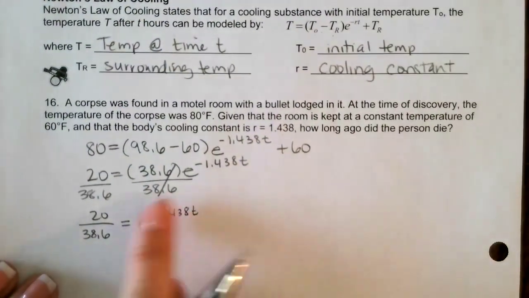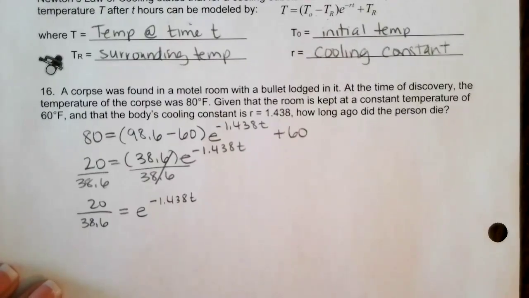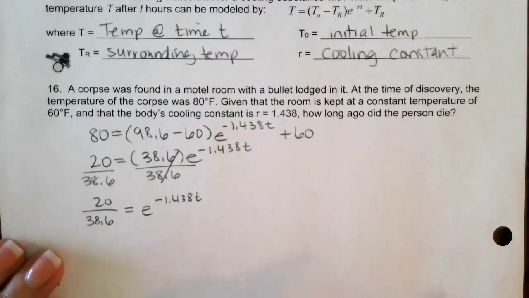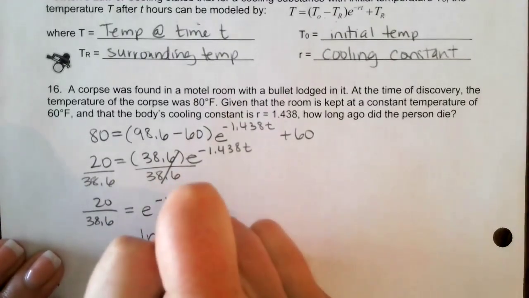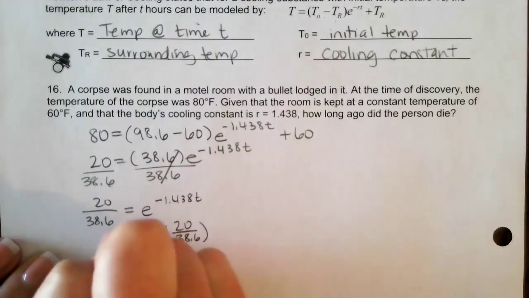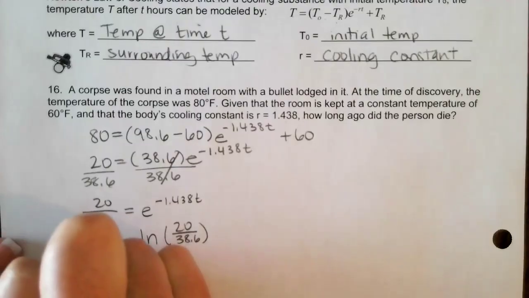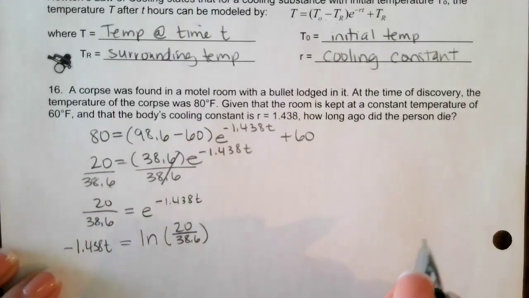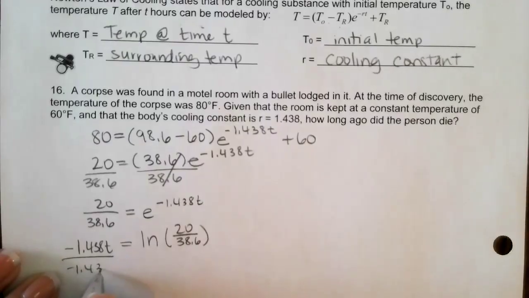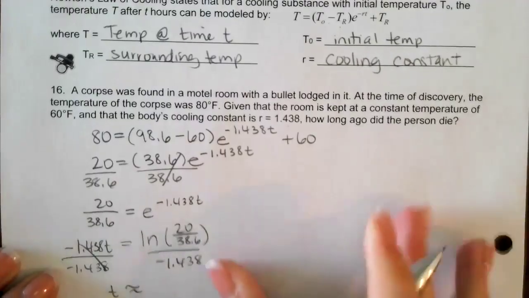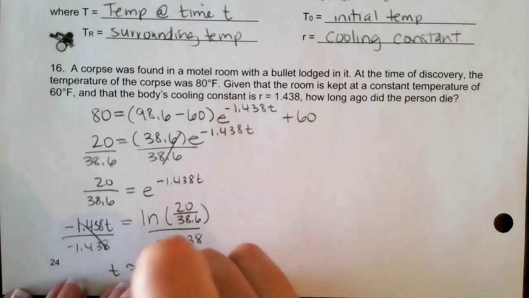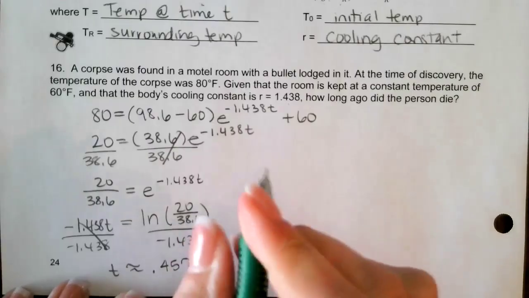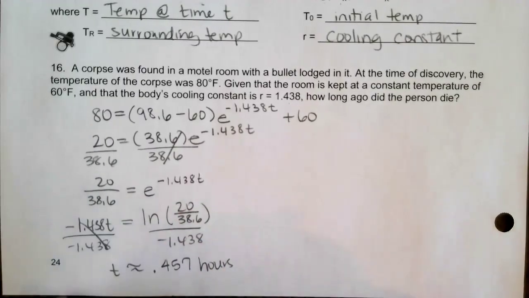All right. Now that the exponential is by itself, that's when we use the time to convert it to a log using the definition. And so this is a base of e, so we're going to have the natural log of 20 over 38.6 is equal to negative 1.438t. And then we divide by the negative 1.438. And so we get 0.457 hours because this is in hours.